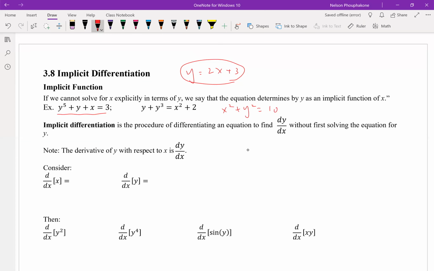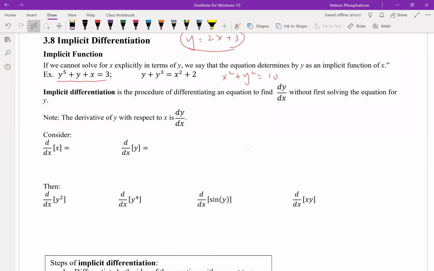Now let us think about this. The idea behind implicit differentiation is that we have to use the chain rule. When we take the derivative of x, we take the derivative of x with respect to x, so this is equal to 1. However, if we want to take the derivative of y, we will have dy/dx. We could not solve for y or simplify, so the derivative of y is just y prime.